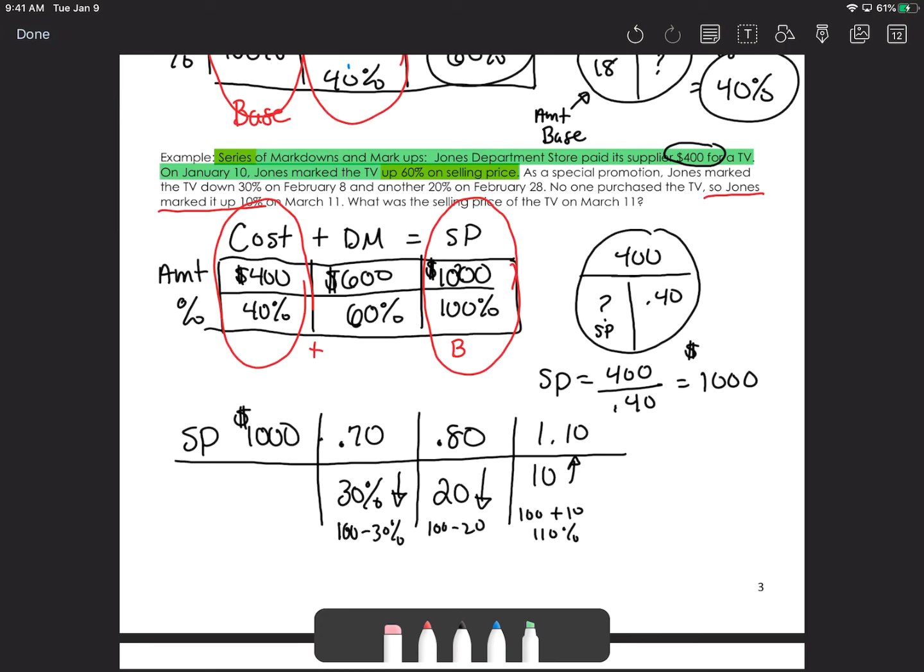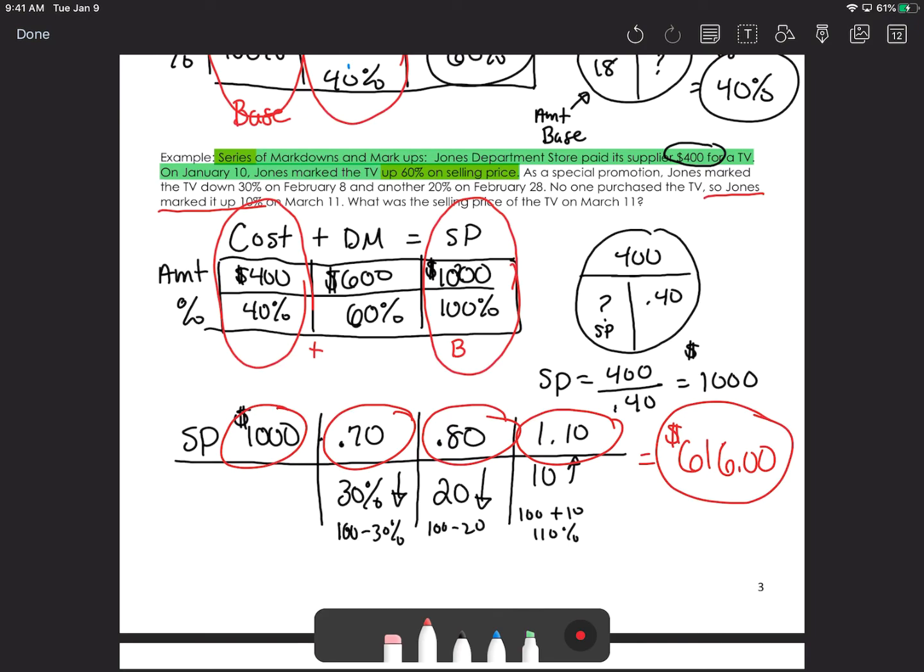Now the question, after it says what the final markup or markdown is, we want to know what the final selling price for this thing is. So we're going to take 1,000 times 0.7 times 0.8 times 1.10. When we do that, we get $616. So this is the final selling price after all those price changes.